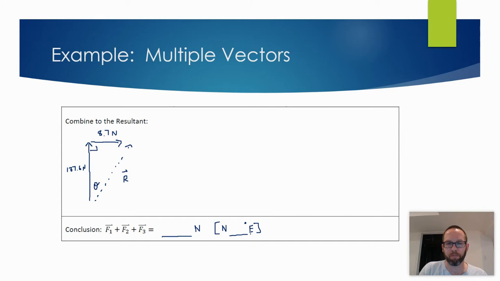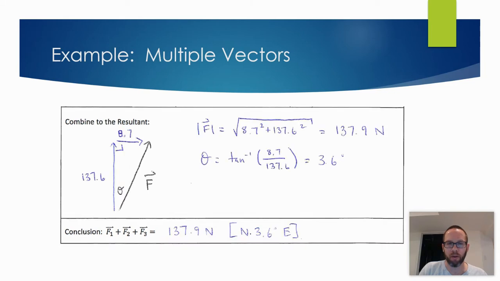So here we go. When you add those guys together, you get a resultant that is 137.9 newtons using the Pythagorean theorem, and the angle east of north is 3.6 degrees. So hopefully you got that too. But this can be more efficient than trying to draw 3 vectors and use trigonometry. That would be really difficult with many vectors. But this process can be streamlined and made efficient. And again, this is something you could program a computer to do.